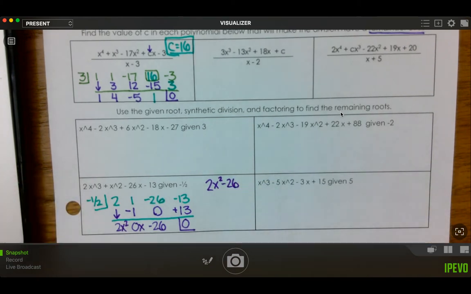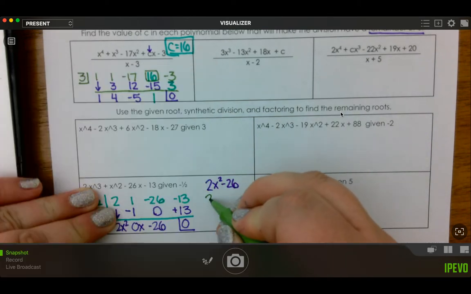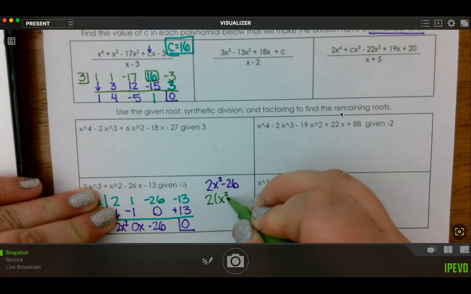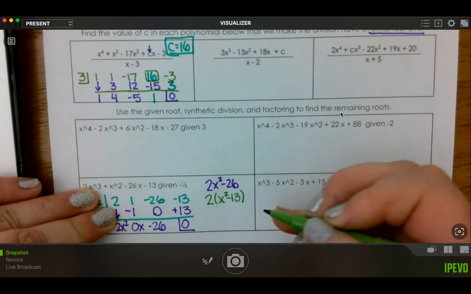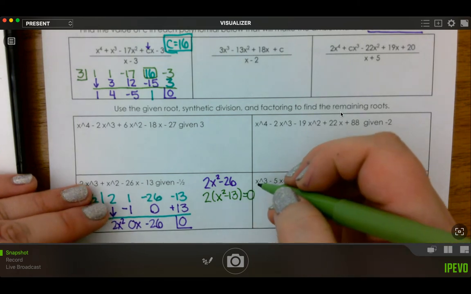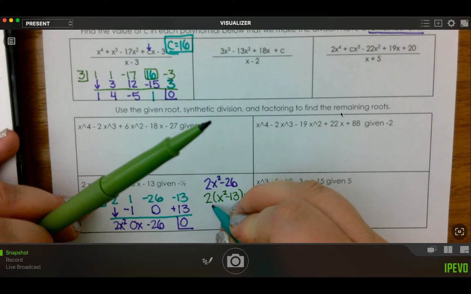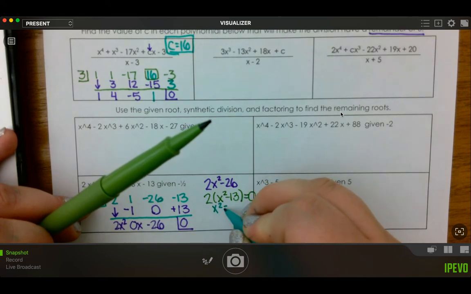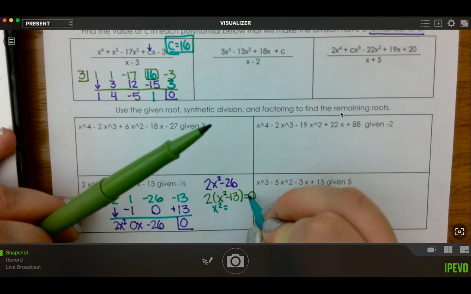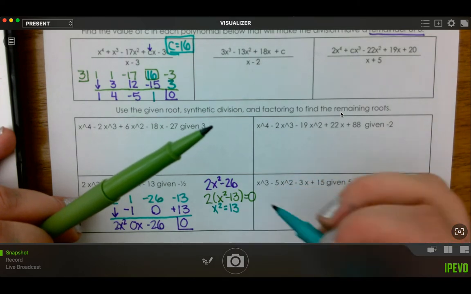If you wanted to factor this, there's only 2 things. All you can do really is take out a 2 from both of them. And you would want this to equal 0. That means that x squared minus 13 equals 0. So you would add that 13 to the other side, and x squared would equal 13.